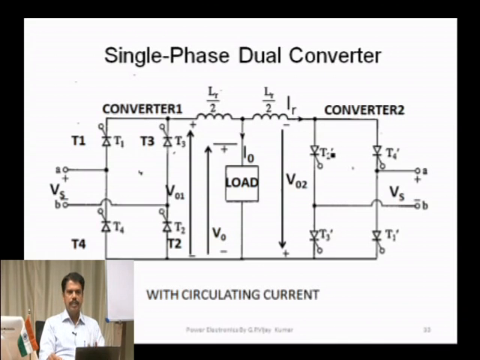In applications where we need a continuous reversal of current through the load, you have to go for the circulating current mode. So, this one is a full converter, this is another full converter. They are connected back to back. So, a dual converter is nothing but two single phase full converters.